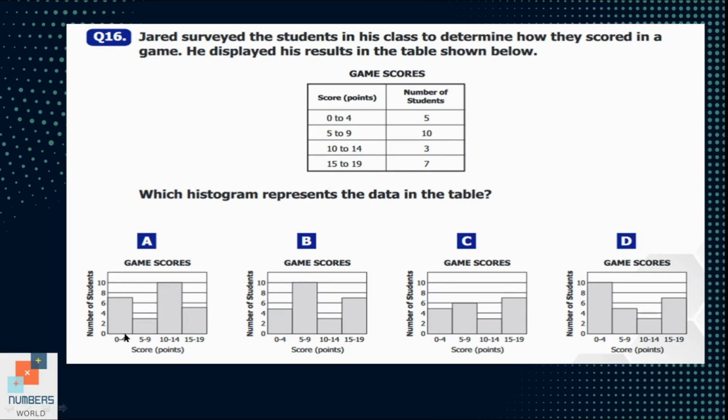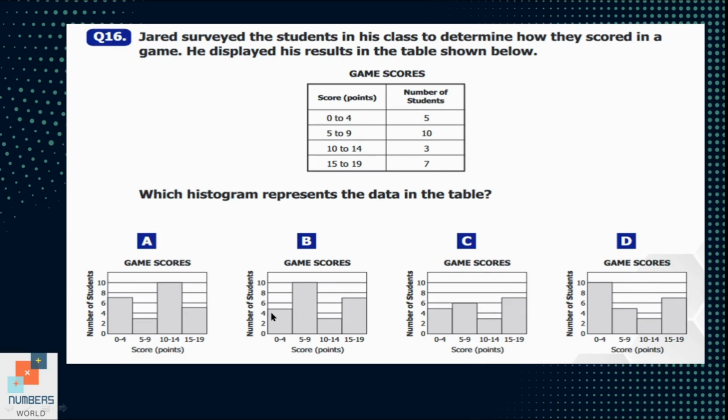The first bar is ending between 6 and 8, which is 7. So, 7 students could score points from 0 to 4. That is wrong according to the data given in the table. Here, 5 students have scored the points from 0 to 4. So option A is not the correct one.